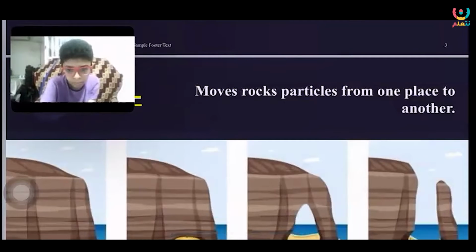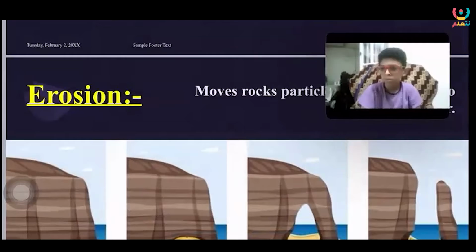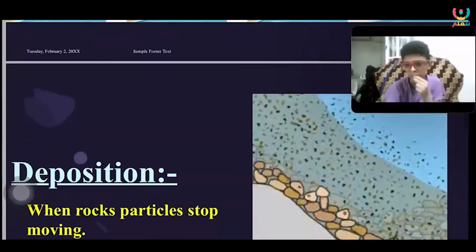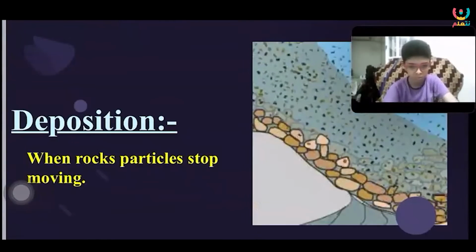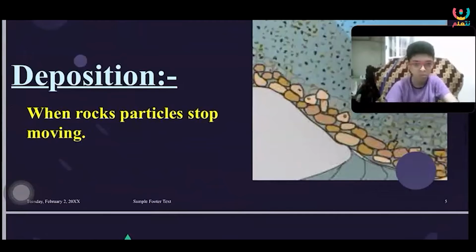The second one, erosion. It means moving rock particles from one place to another. That's called erosion. The third one is called deposition, when rock particles stop moving.